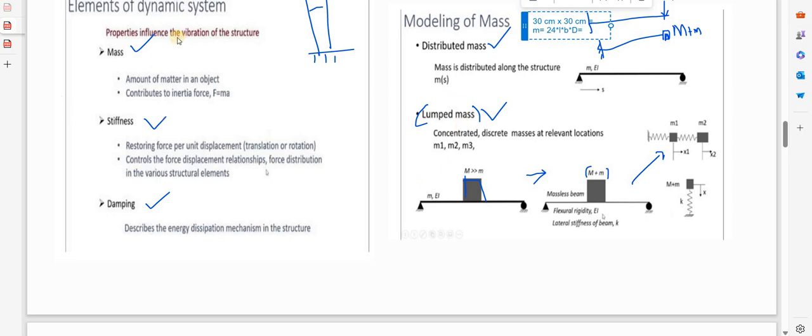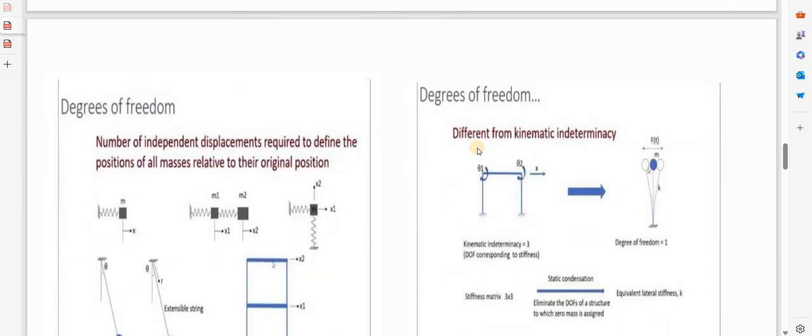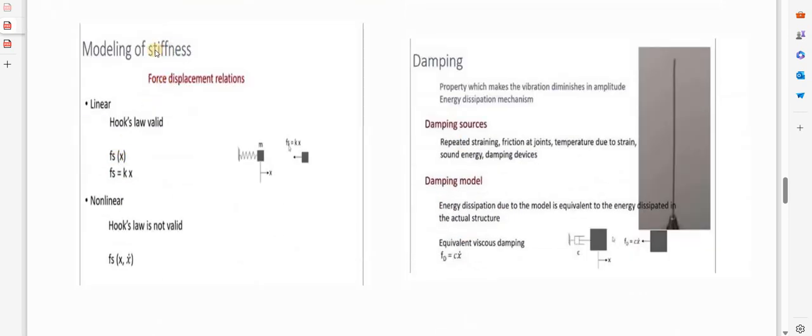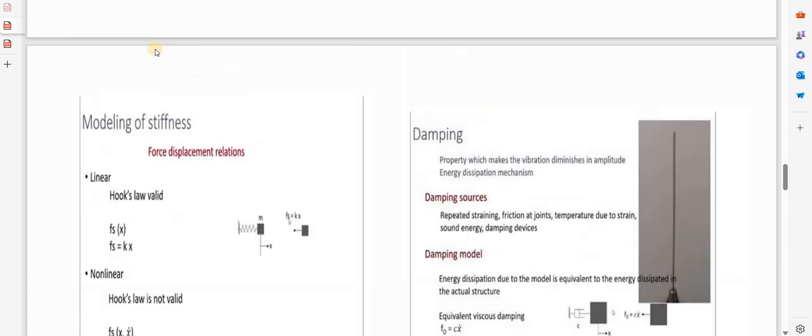So the first parameter, the first element of a dynamic system, is mass. The mass can be modeled in two methods: distributed mass and lumped mass. Our discussion will be mainly regarding lumped mass. The second parameter is modeling of stiffness. So the second element is stiffness. How can I model this stiffness?